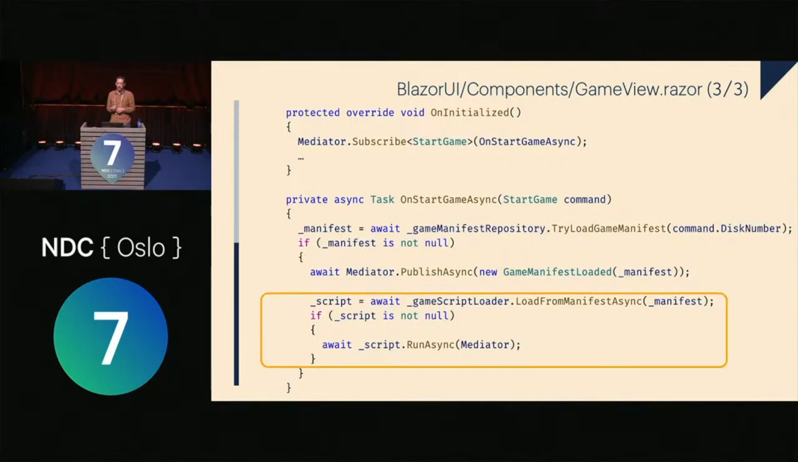So then I load the actual game script from the manifest, and if that's succeeded, I can run that script, and then the script will take over. It will start publishing events, and it will basically drive the UI from that point forward. So that's all nice and well. But we still need somebody to actually trigger that start game command, because this will only be set in motion if that start game is actually sent to the mediator.